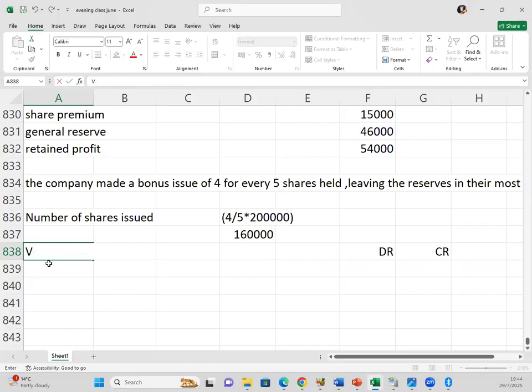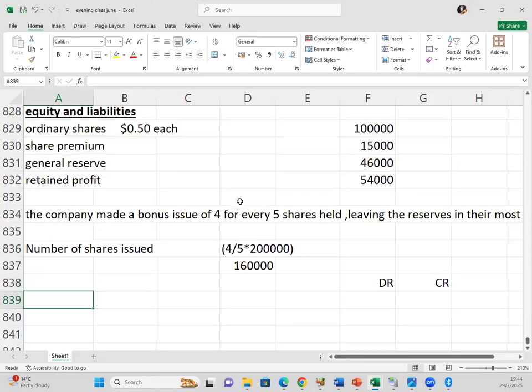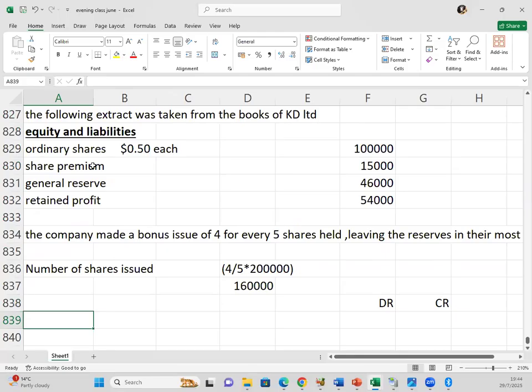So we said we debit the reserves. So the reserves, you start from the share premium. If you are leaving the reserves in their most flexible form, you are starting from the reserve on top, going down. So it means we want 160,000 shares. But what is the value of these shares? Because this value is going to be taken from the reserves.